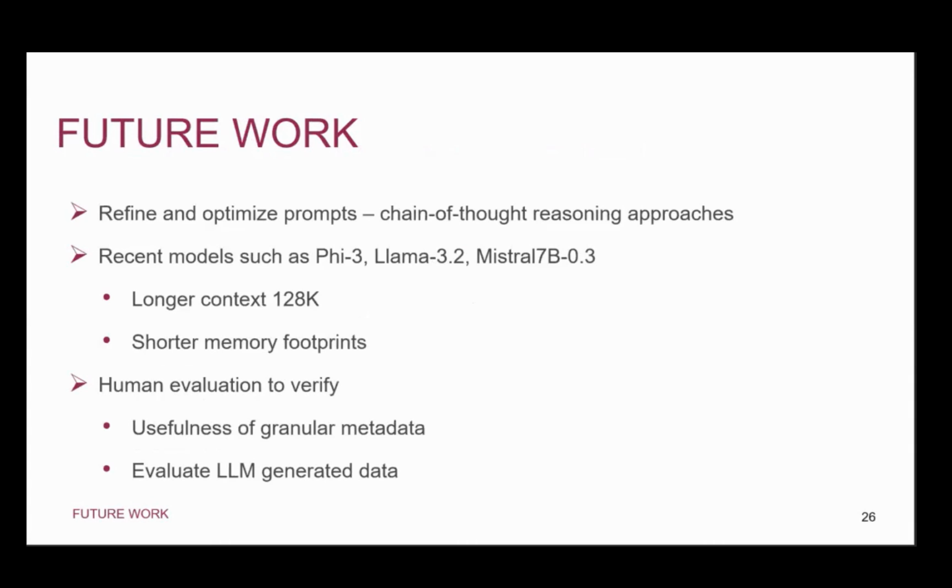And also recent models such as Phi 3, Llama 3.2, Mistral are models with longer context windows, with 120K plus context being supported, and have a shorter memory footprint. So it's easier for us in an academic setting to use these models and get a better understanding of how they're performing. And again, human evaluation is needed to verify the usefulness of the granular metadata as well as to evaluate the LLM generated data.